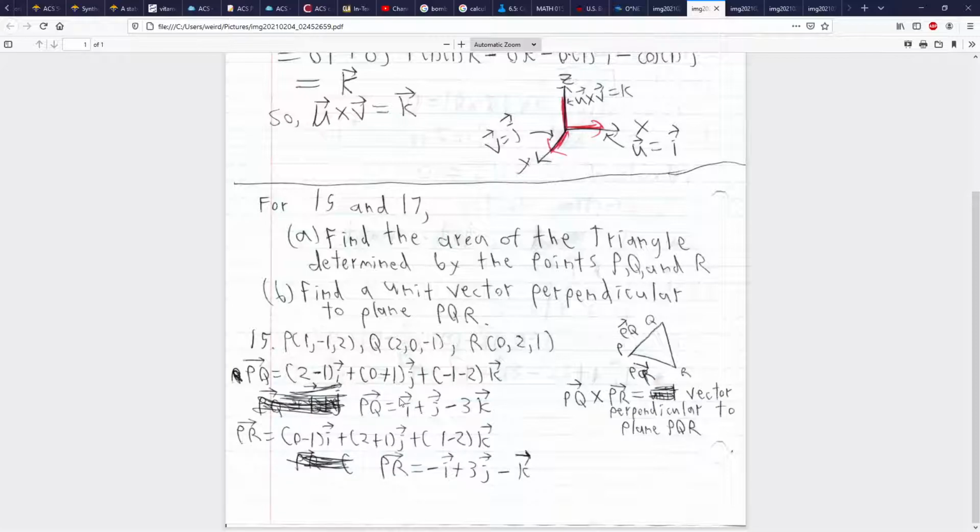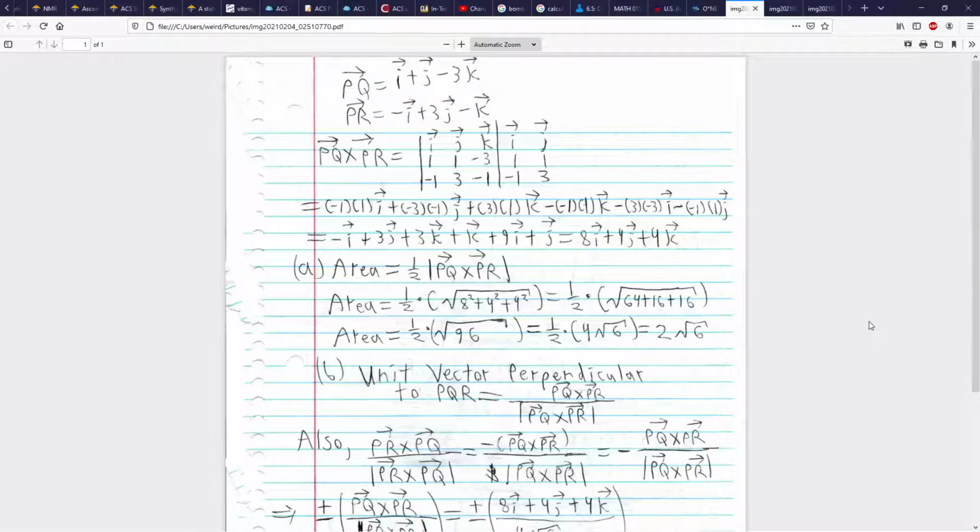PQ, like in previous sections, you end up with i plus j minus 3k, and if you do the same for PR, the R components minus the P components, you get these two vectors. Okay, so as I was saying, PQ and PR are two vectors, equal to i plus j minus 3k and negative i plus 3j minus k.